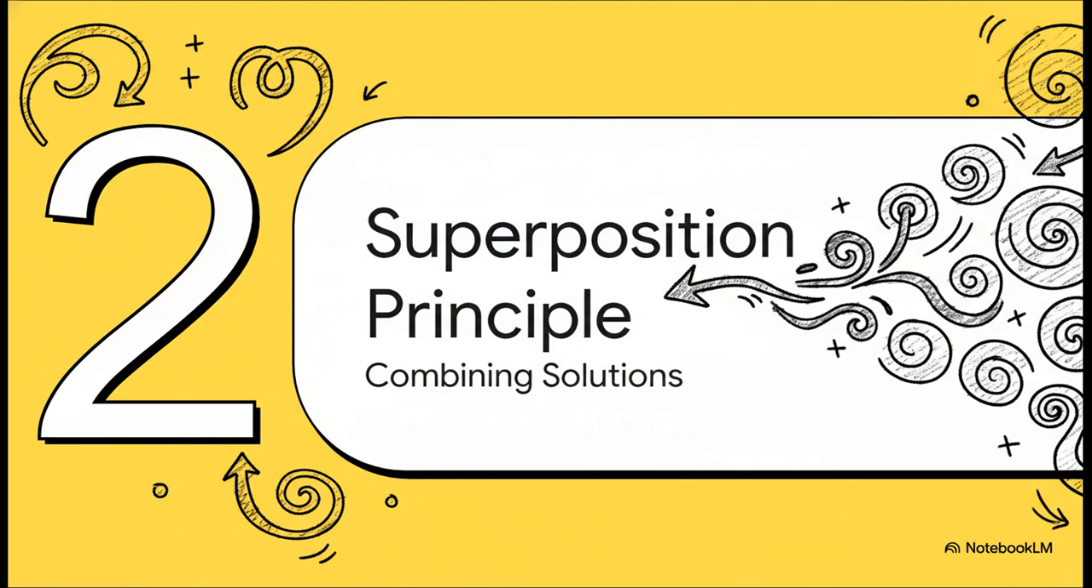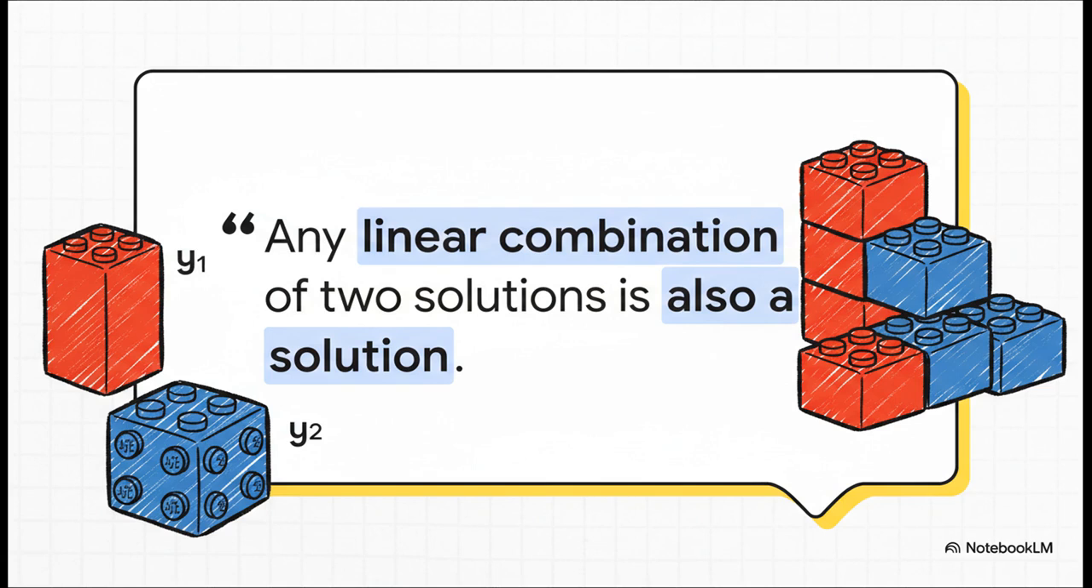All right, let's add our first major tool to the kit, the superposition principle. This is an incredibly powerful idea. Basically, it says that if we find a few basic solutions, we can just combine them to create an infinite number of other solutions. It makes our job so much easier. And this sums it up perfectly. It's kind of like having two fundamental Lego bricks, y1 and y2. The superposition principle is the guarantee that any structure you build by combining them, like 3 of the first brick plus 5 of the second, is also a valid, stable structure, or in our case, a perfectly valid solution.